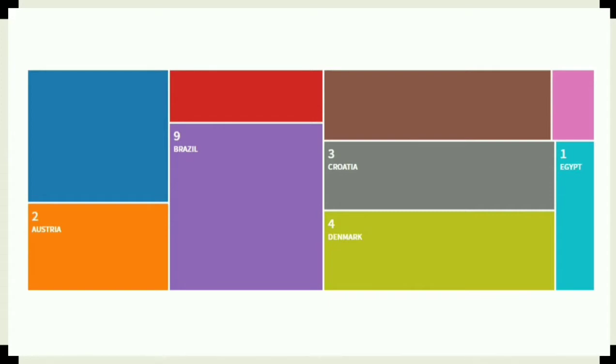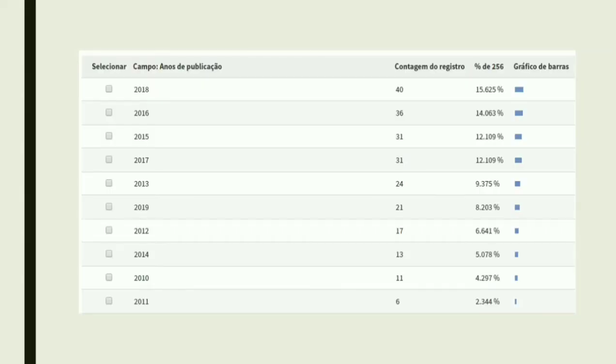The third view analyzed was the number of publications per year. This analysis was done in 2 ways, visualizing the publications in the last 10 years and visualizing the 10 years that had the most publications. Of the 256 articles resulting from the database query, 40 were published in the year of 2018, representing about 15.5% of the results, as can be seen in Figure 6.